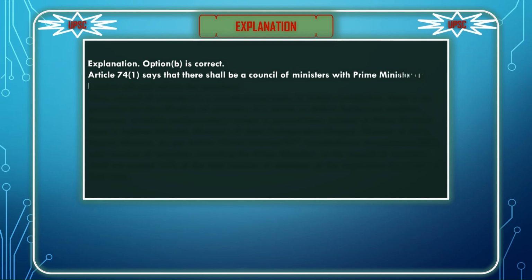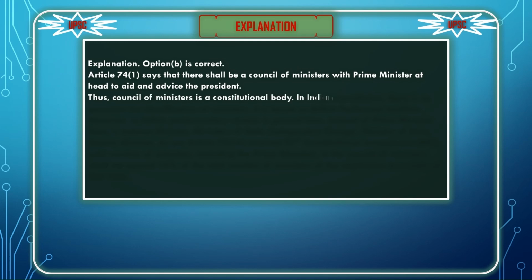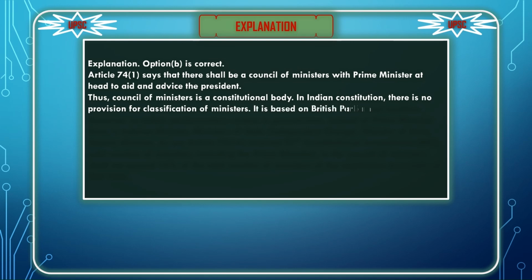Explanation. Option B is correct. Article 74(1) says that there shall be a Council of Ministers with the Prime Minister at the head to aid and advise the President. Thus, the Council of Ministers is a constitutional body. In the Indian Constitution, there is no provision for classification of ministers. It is based on British parliamentary tradition.